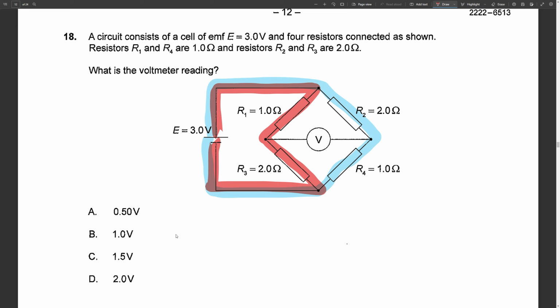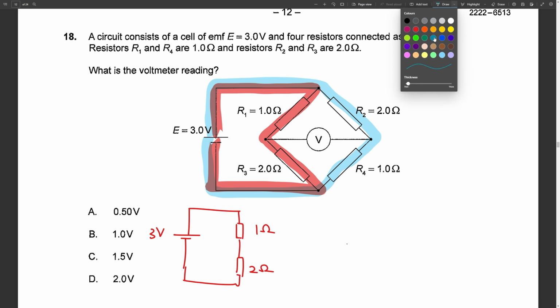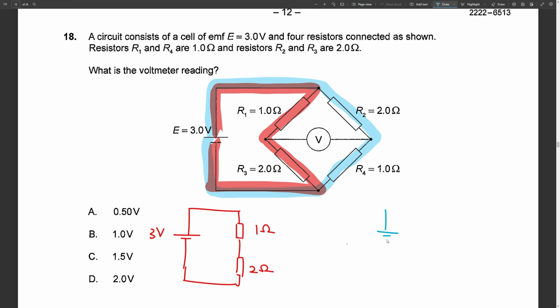Then let's draw two circuits, both red and blue, over here. The circuit has 3 volts, 1 ohm, and 2 ohm for the red. For the blue one, it will be 3 volts being the power supply, and then a 2 ohm resistor and a 1 ohm resistor in the end.